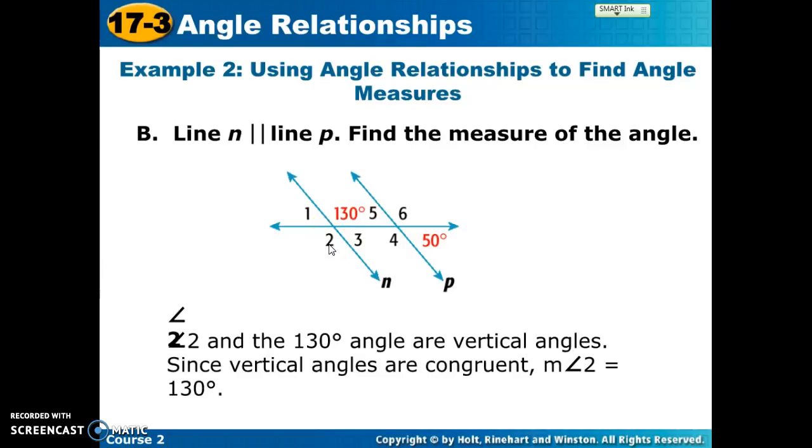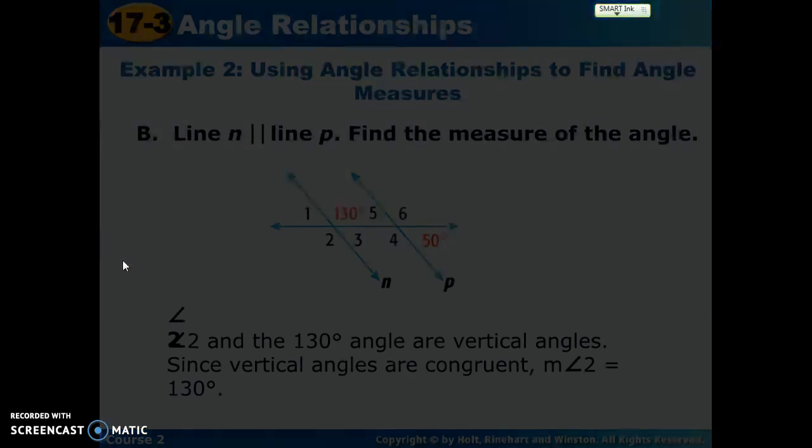There are other ways you can find this. We just found the measure of angle 1 is 50. We could also use the adjacent angles. 1 and 2 are next door to each other, and we could subtract 180 minus 50 and also get 130. So there is more than one way to find the angles.